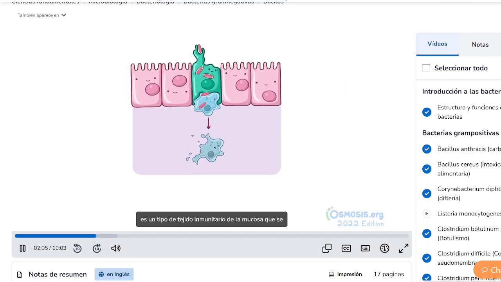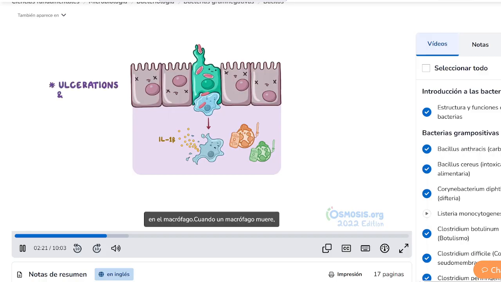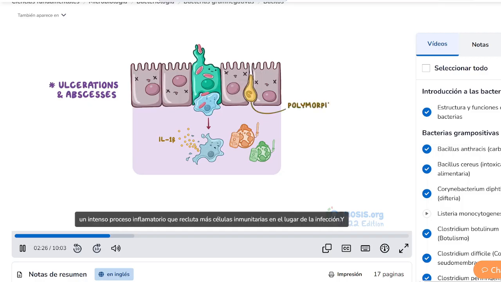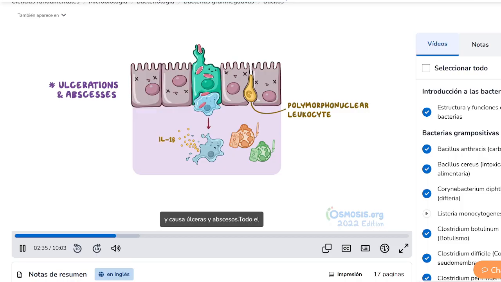Now, when a macrophage dies, it releases a variety of cytokines, including interleukin-1 beta, which activates an intense inflammatory process that recruits additional immune cells to wage war at the site of the infection. And this results in the death of epithelial cells, which damages the colonic mucosa, resulting in ulcerations and abscesses. All the damage and migration of immune cells, particularly polymorphonuclear leukocytes, through the epithelium disrupts the cellular junctions between neighboring epithelial cells, allowing Shigella from the intestinal lumen to enter enterocytes through the lateral sides of the cell.